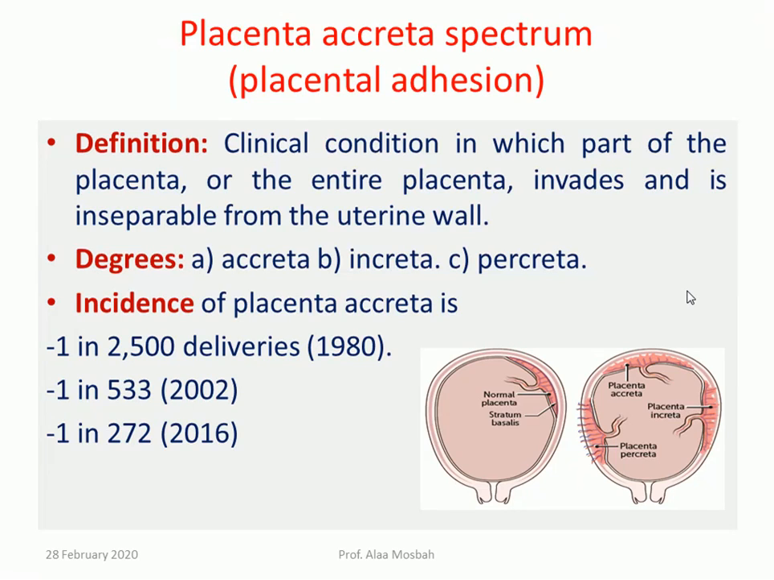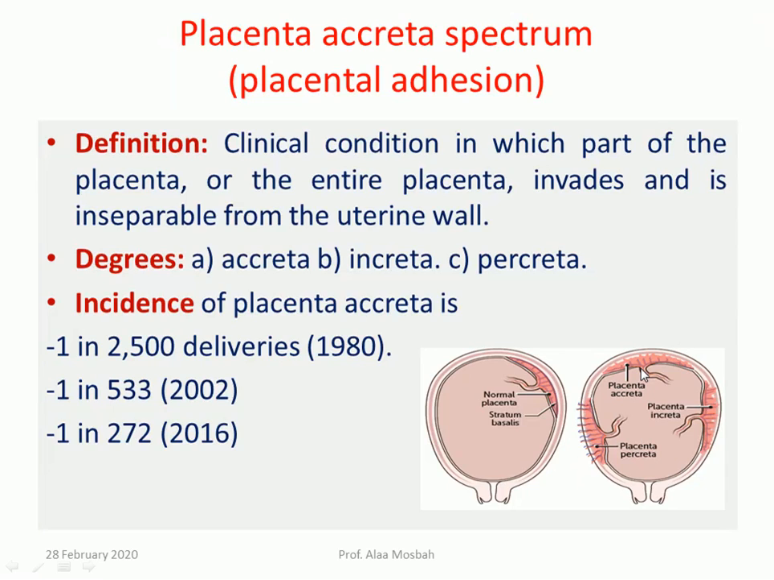The incidence of placenta accreta is increasing with years. For example, it was 1 in 2,500 deliveries in 1980. Then in 2002, it became 1 in 533. While in 2016, it is 1 in 272.